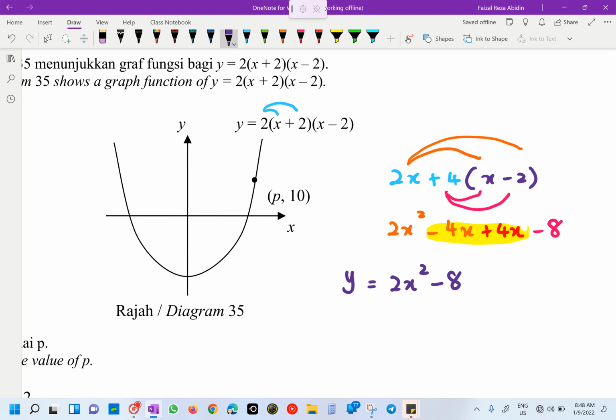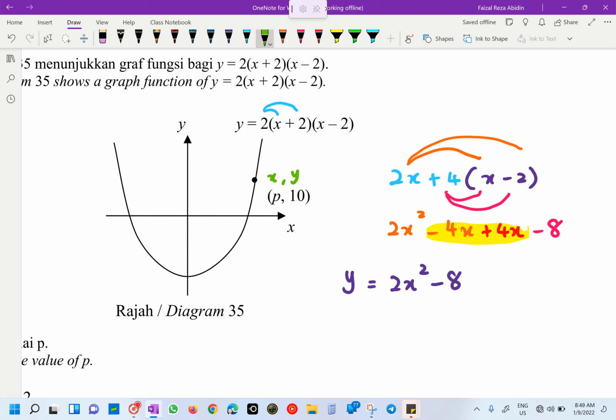Okay. Y is 10. How did you know y is 10? x and y, isn't it? It lies on the graph. So when it lies on the graph, it's going to satisfy our quadratic equation here. So the question here is asking for us to find our x value, isn't it? Which is our p lah.